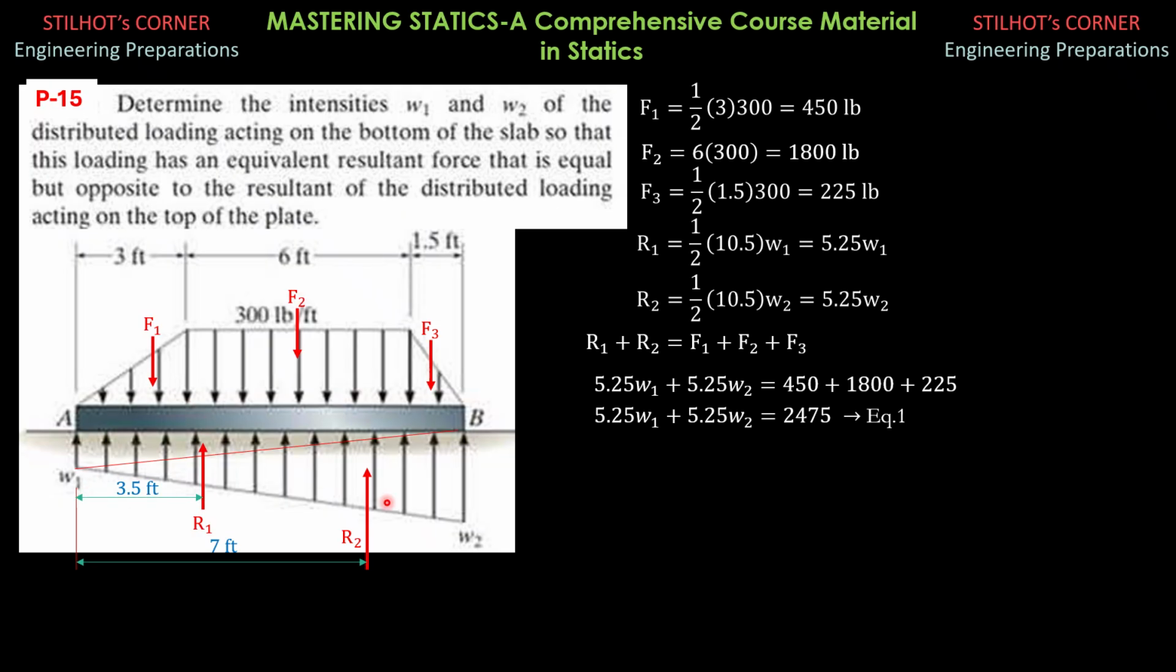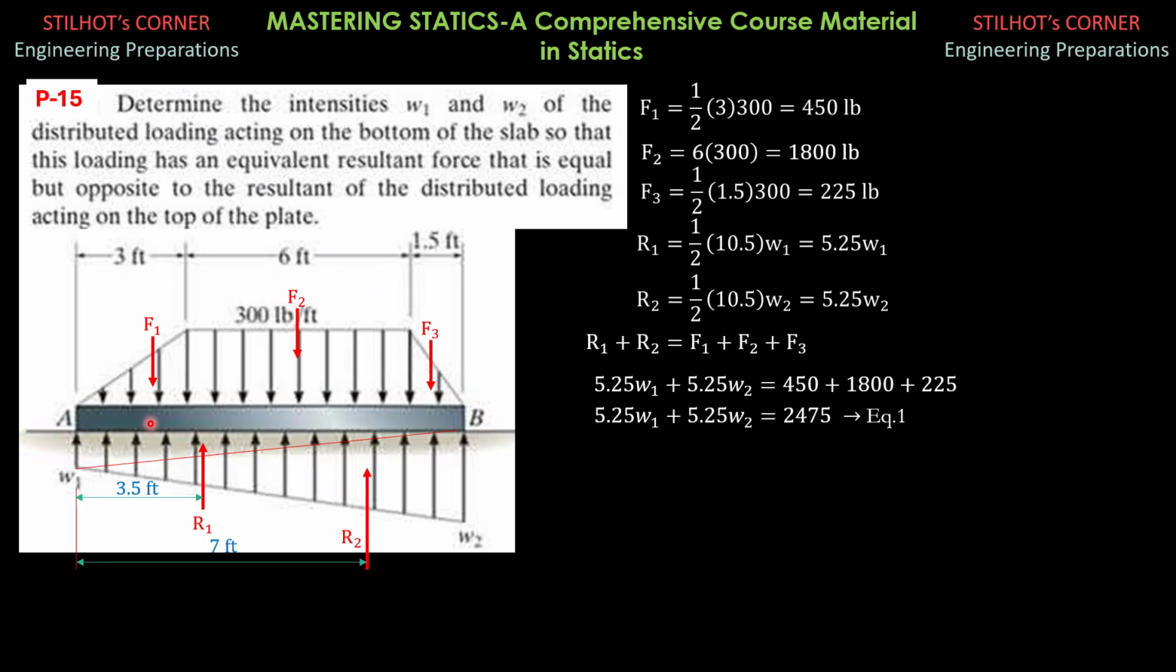Or you select this point through the line of action of R2, so that R2 won't be involved, and you can solve R1 or W1 directly if you select a point where R2, in terms of W2, passes through. I'm not doing it here, but I suggest you select a point on the line of action of R2, so that R2 won't be involved in the moment equation.